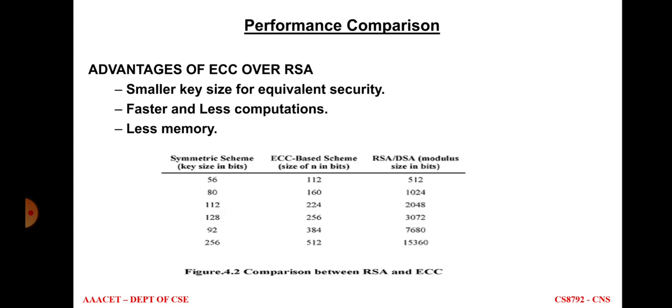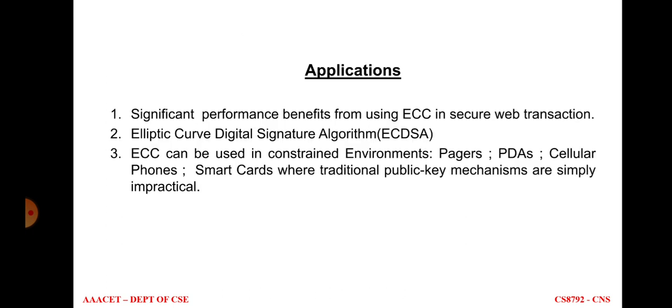So the advantages of ECC over RSA and Diffie-Hellman, there are three advantages which are most important. The first one is it has a very small key size for equivalent security compared to RSA. Second one is by using a smaller key size, the computation is very fast and it occupies very little memory. So these are the advantages over RSA and Diffie-Hellman.